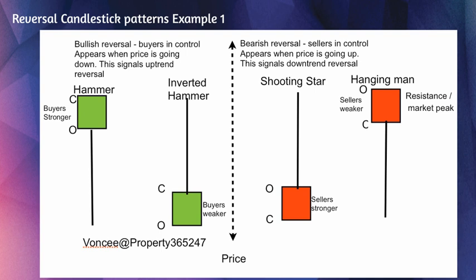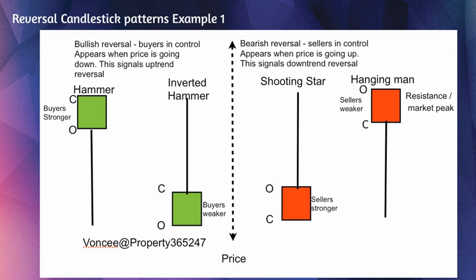So with this bullish reversal pattern, the buyers are in control. We've got the hammer there. You can see that the sellers tried to push the price down, but the buyers came over. They came quite strong and pushed it right up. So this is a signal for an uptrend.